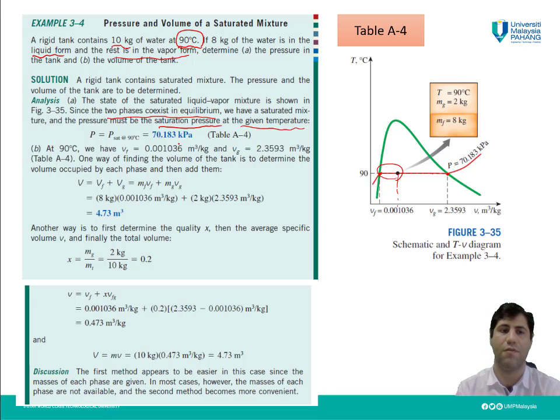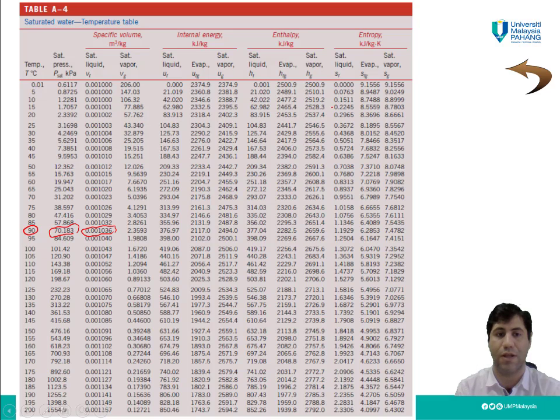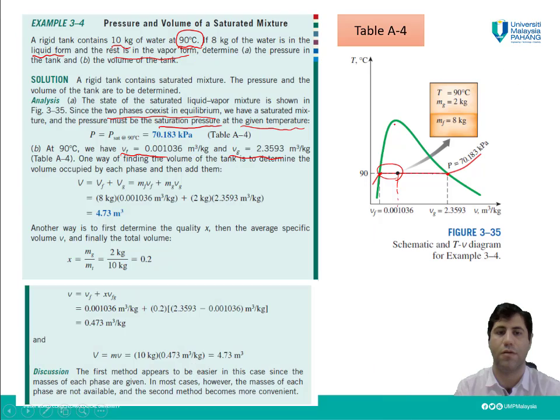What about the volume of the tank? At this temperature, we have vf and vg, both of them from the table. It is like what we had before. At this temperature, 90 degrees, we have vf, and we have vg as well. So simply, we have vf, we have vg.